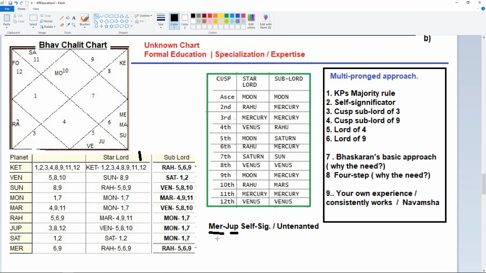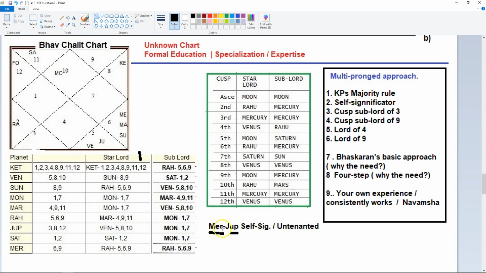Now, how do we know that Mercury and Jupiter are Gyan Karak? Because you have to study the old astrology, the Parashari system. That's why I always recommend that you do not straight away jump into the KP, Krishnamurti system. First get some knowledge from the old astrology, the traditional Parashari system. That would be helpful for you.